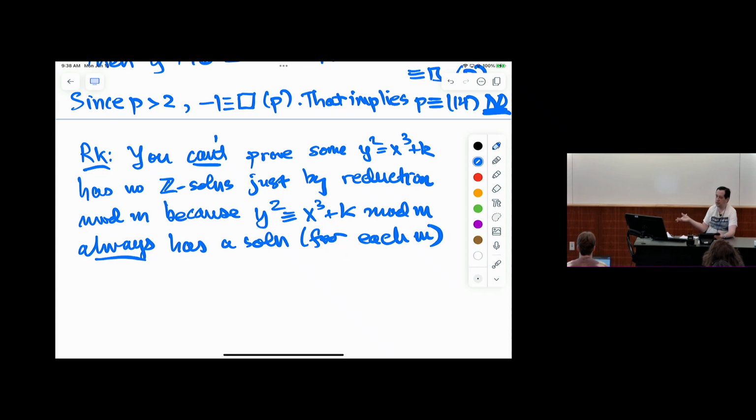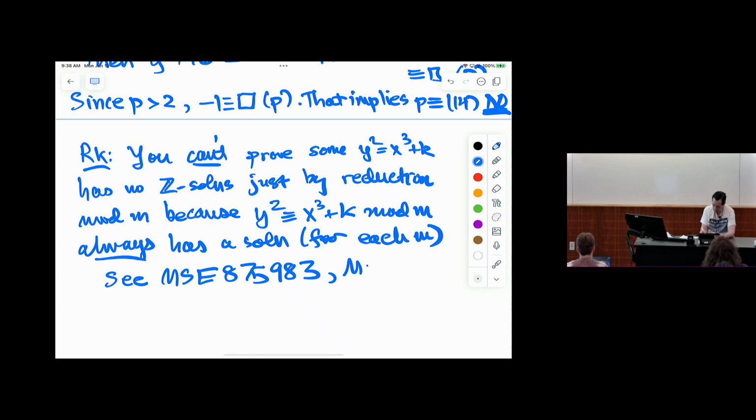Y squared is x cubed plus 11 actually has a solution mod m for every m. So if you want to see some arguments leading up to that, if you go to Math Stack Exchange, question number 875983, and Math Overflow question 134352, some discussion around that topic.